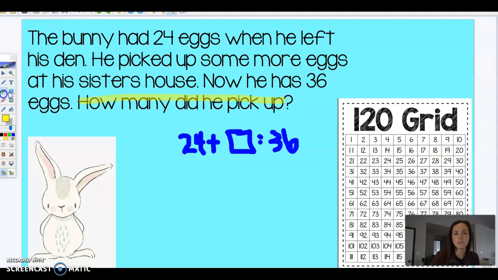We don't know that middle number, and let me just highlight this. Some more. That's our key words. I had to go back there. I'm sorry, I forgot to do that. Shame on me, Miss Schiffler.